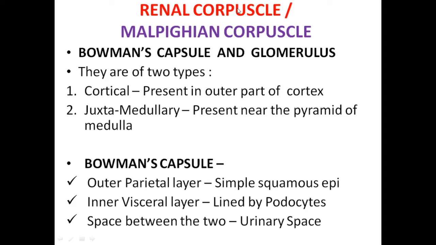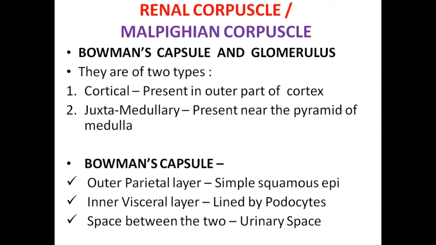Now this renal corpuscle is of two types. First, cortical, which is present in the outer part of the cortex and from where the loop goes into the outer part of the pyramid. And second is the juxtamedullary, that is present near the pyramid. So the loop of Henle of this renal corpuscle will go deep up to the apex of the pyramid of the kidney.